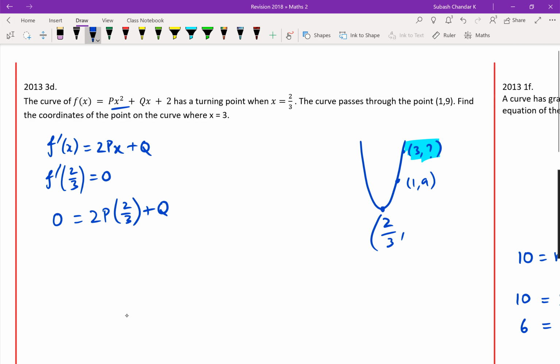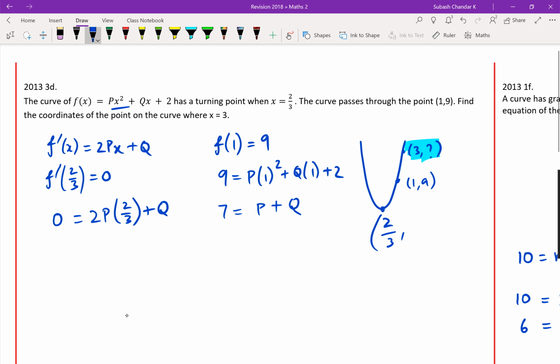Now, the other thing that we also know is that it has a point, because with this equation alone, you can't really do anything. The other thing we know is it goes through 1, 9. So we can say that f of 1 equals 9, which means 9 is equal to p times 1 squared plus q times 1 plus 2. Rearranging this, we're going to get 7 equals p plus q.